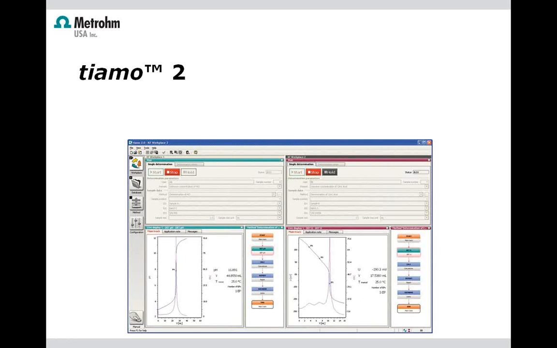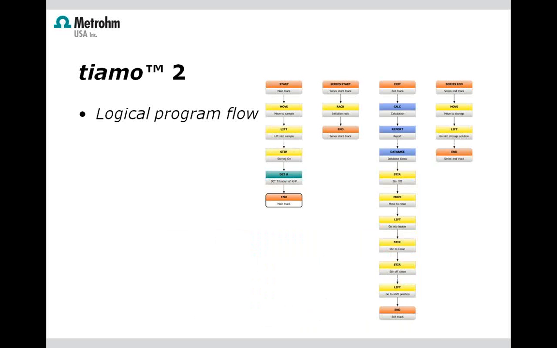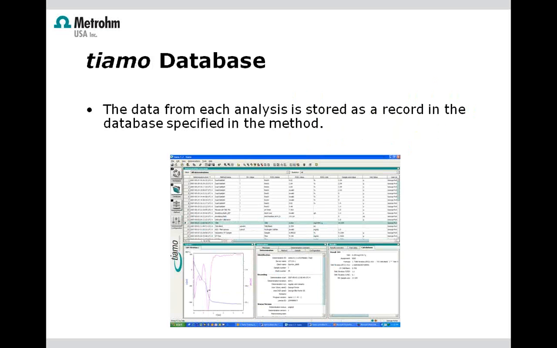Now, this is just an example of the display that you can have in the Tiamo software, and it's freely customizable depending on what it is that you would like to see during a typical titration. The layout of the program is just like a flow chart, so it goes in a logical manner. If you can think of a sequence that you would like the hardware to do, you can easily create a flow chart or a method that takes you through step by step and executes those steps.